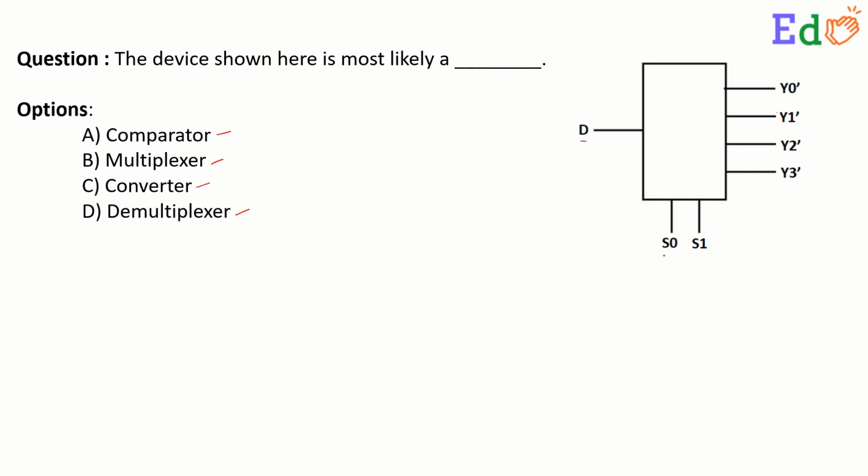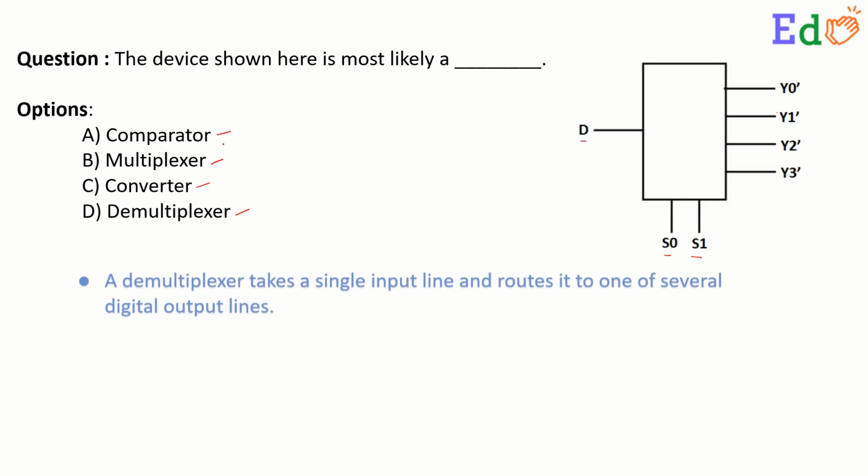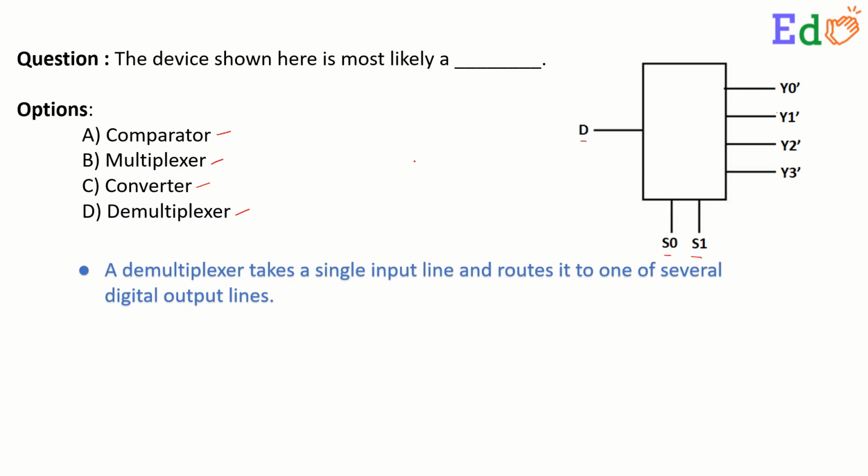There are 2 selection lines which are called S0 and S1. This kind of configuration is normally for a demultiplexer because a comparator needs 2 inputs, a multiplexer needs multiple inputs, and a converter needs 1 input and 1 output. So it's basically a demultiplexer.